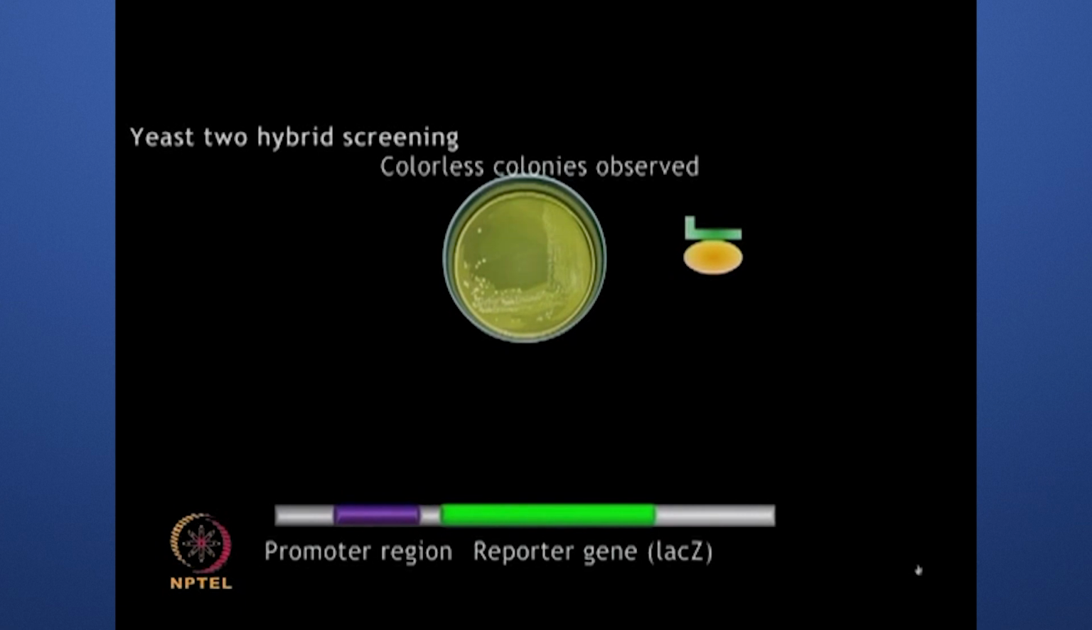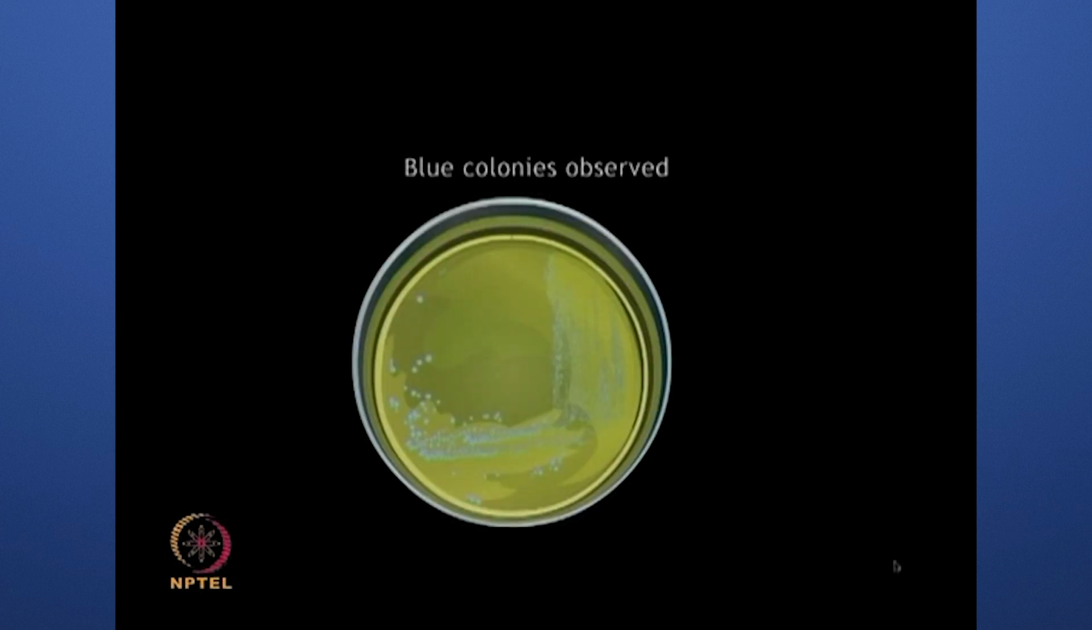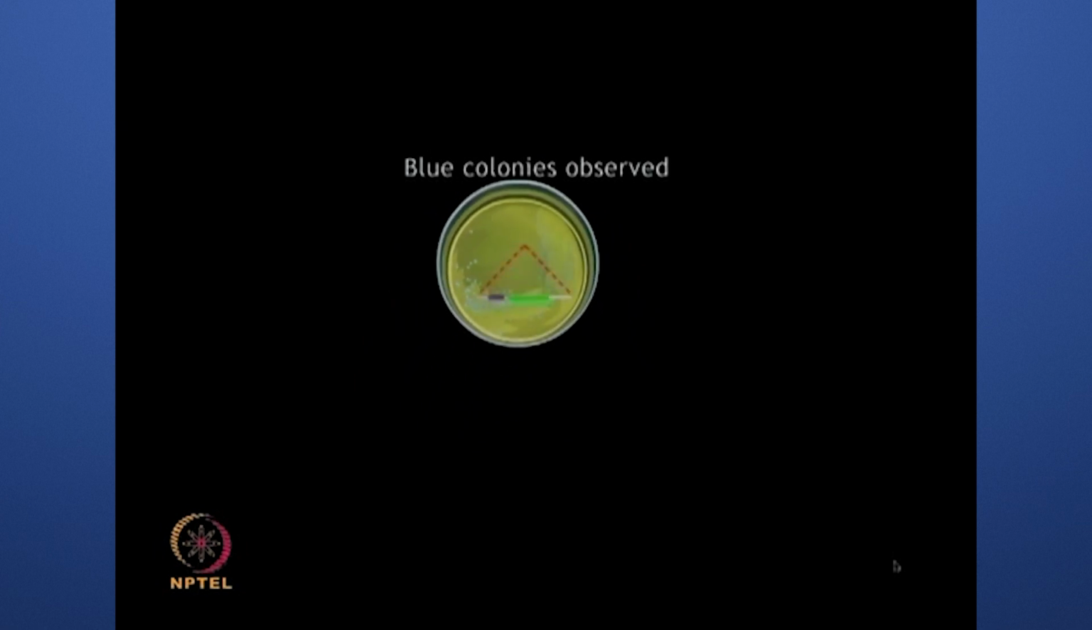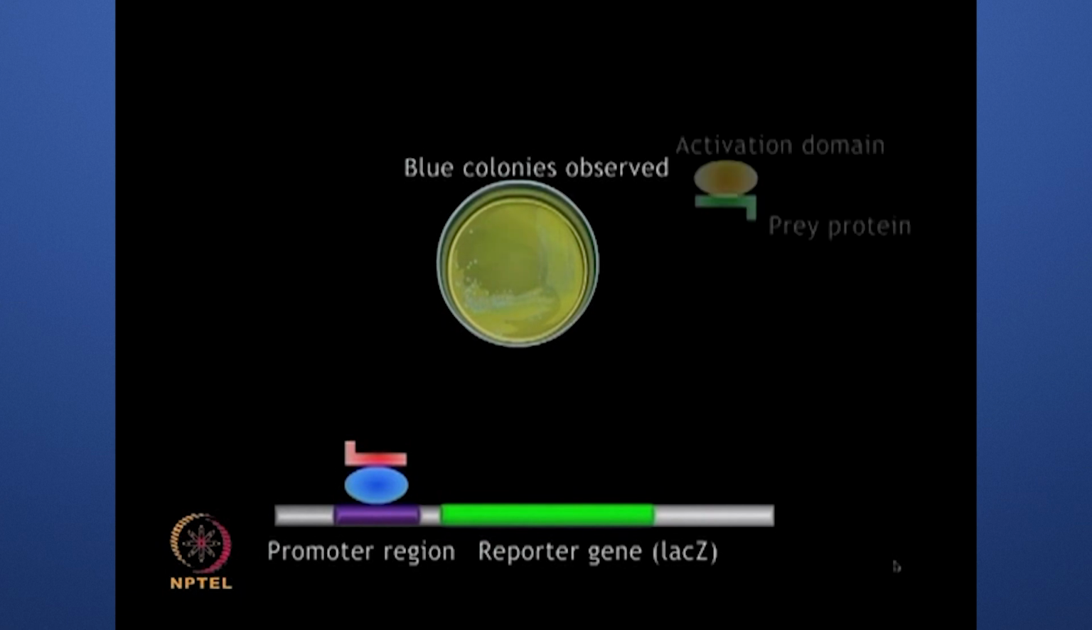The two-hybrid screening protocol uses this interaction as the basis for screening protein-protein interactions. When the bait protein bound with the binding domain interacts with the prey protein fused with the activation domain, there will be expression of the reporter gene, which can easily be detected. The LacZ gene is commonly used as a reporter gene, whose protein product beta-galactosidase cleaves the substrate X-gal, resulting in blue color colonies.